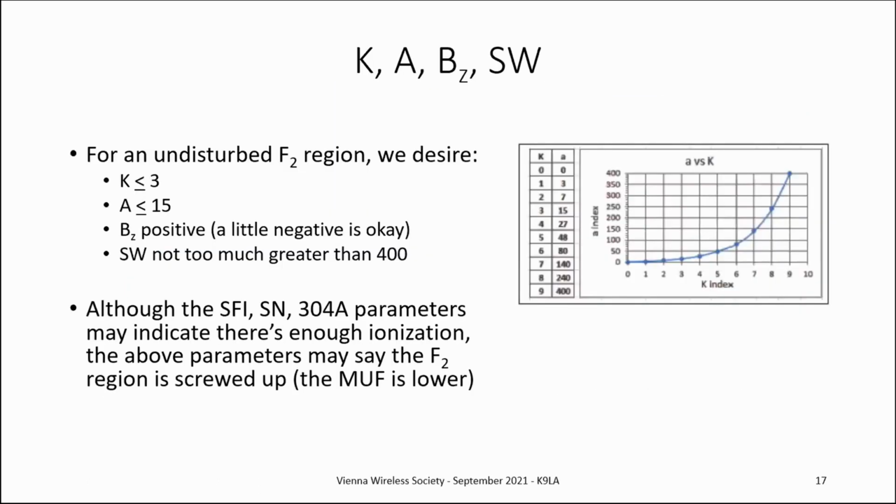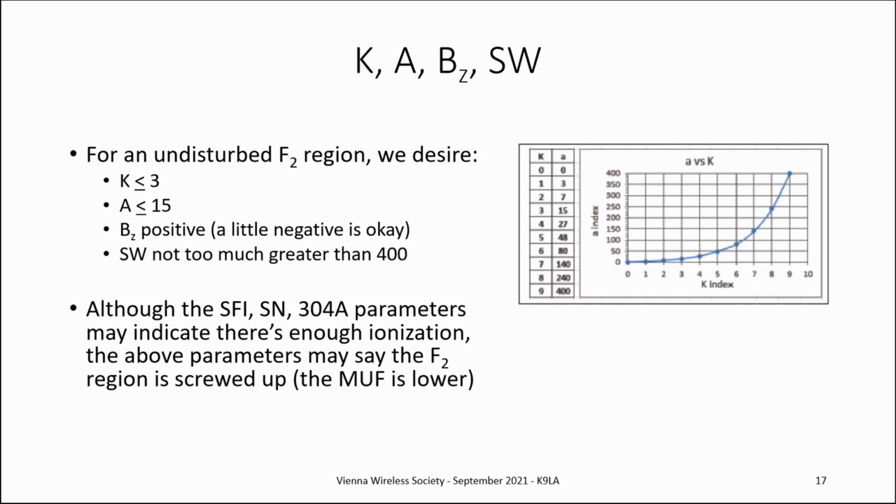Okay, the Ka, Bz, and solar wind. What do we desire for those parameters? Well, we'd like the K index to be less than or equal to 3. And if you look at that graph, that translates to an A index less than or equal to 15. We'd like the Bz to be positive. A little bit negative is okay.